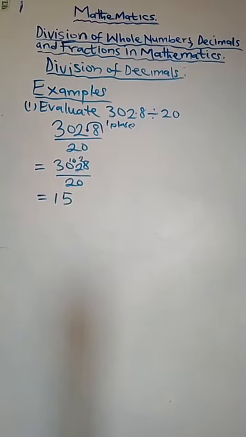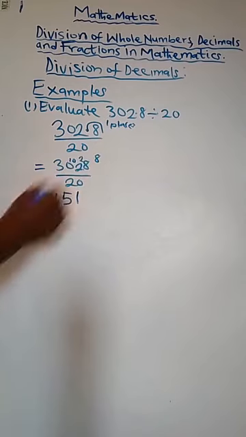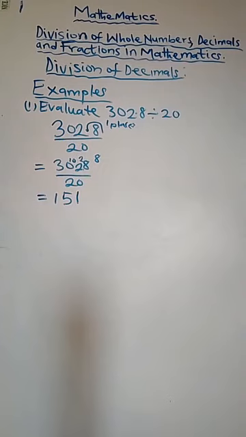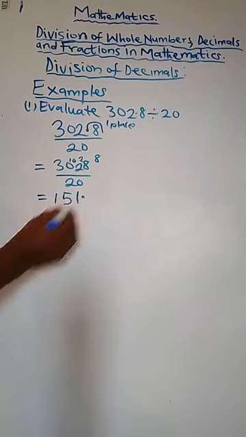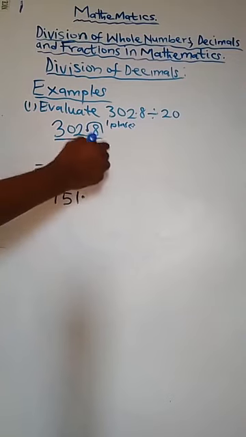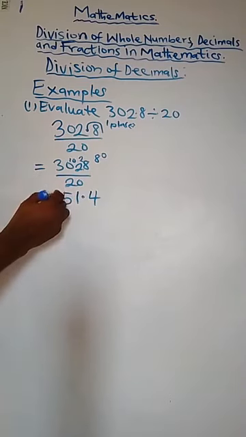How many 20 can you see in 28? 1. What do you have left? 8. Now say how many 20 can you see in 8? It's not possible. What do you do? You place your decimal point here so that you have power to be able to add 0 to this place. Now this has become 80. So now how many 20 can you see in 80? That is 4. Then nothing is left. That is the end of the division process.